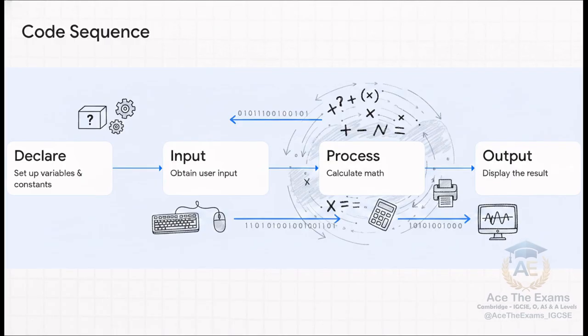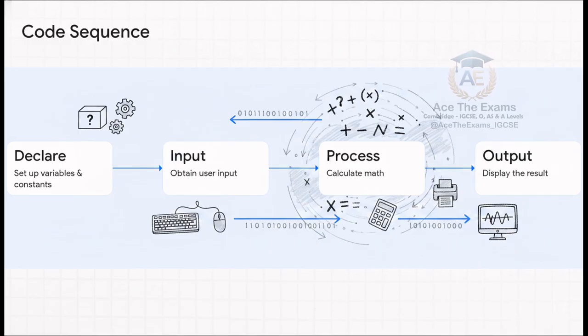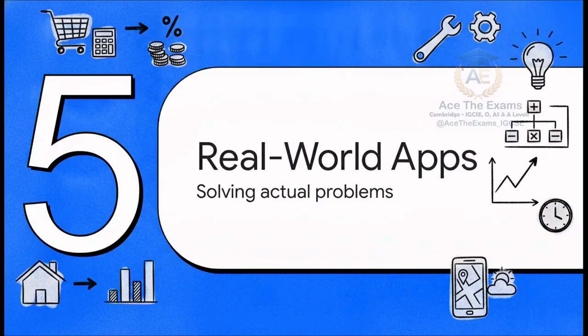Notice how this algorithm perfectly follows a highly logical sequence. Declare, input, process, output. This is basically your golden blueprint. You're going to use this exact four-step sequence to complete almost any fundamental programming task out there. And finally, Section 5, Real-World Applications. Time to solve some actual problems.